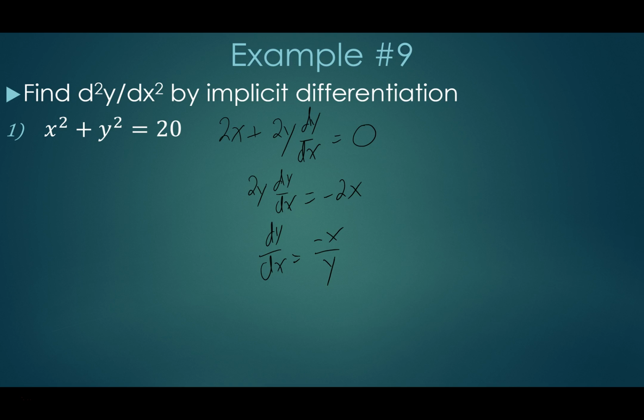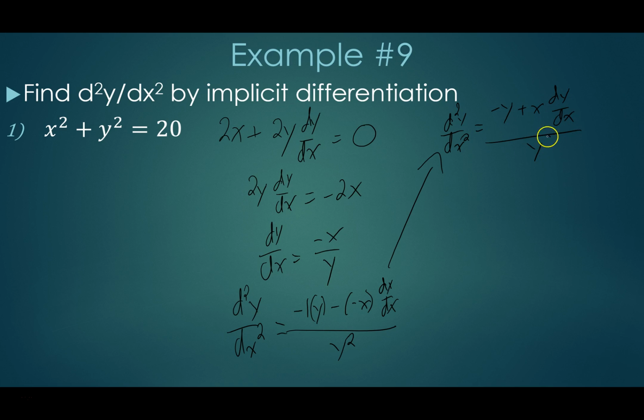Now, finding the second derivative, now that I have dy dx all by itself, I take the derivative of the quotient. So this becomes a quotient rule problem. The derivative of the top is negative 1 times the bottom, minus the top times the derivative of the bottom, all over the bottom squared. So we have the second derivative, d squared y dx squared, is equal to negative y plus x dy dx all over y squared. We're not even close to being done at this point.